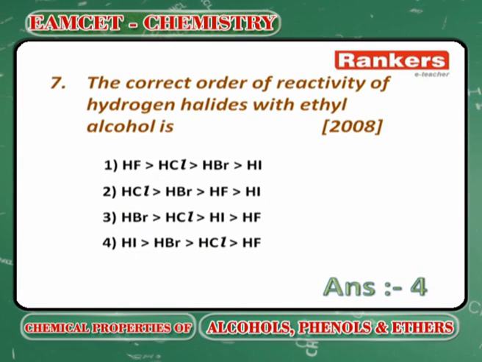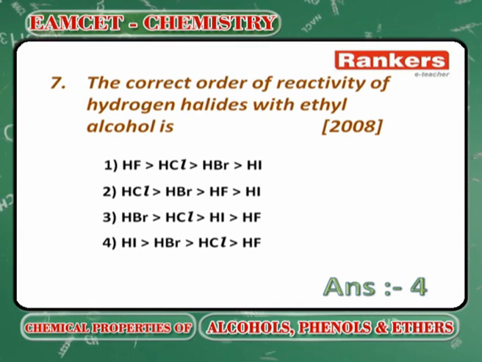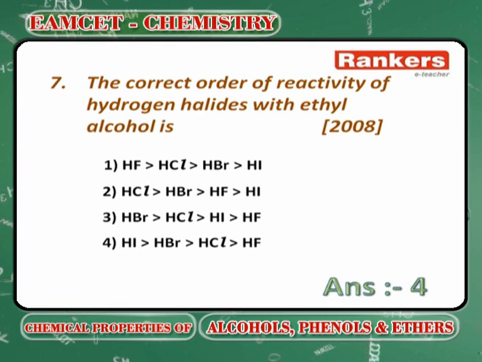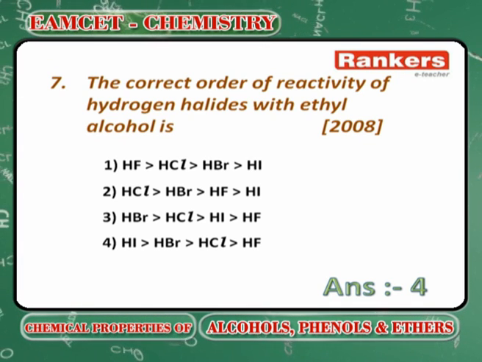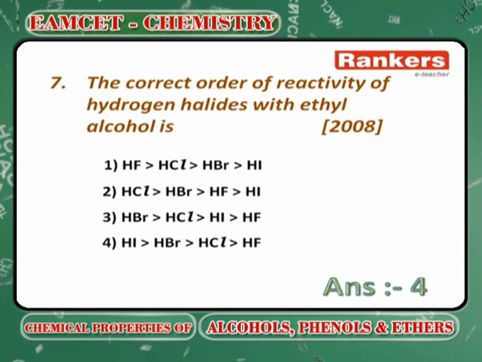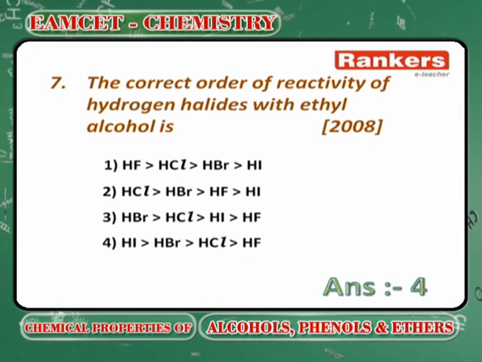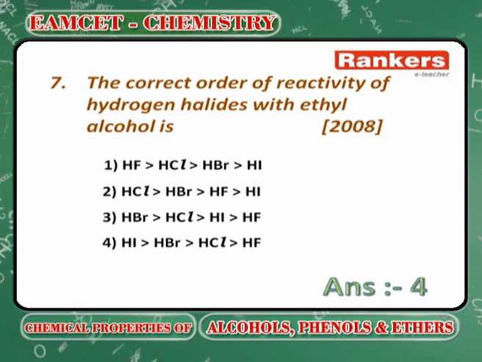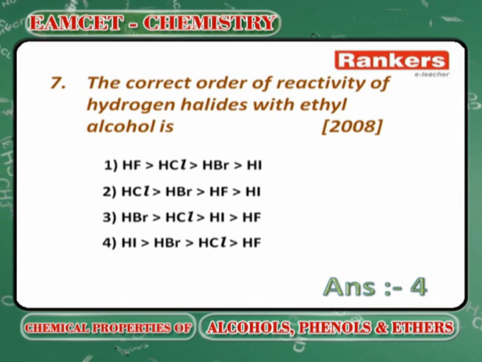The correct order of reactivity of the hydrogen halides with ethyl alcohol. Ethyl alcohol when treated with HX, you will get ethyl halides. For that the reactivity order is HI is the best reagent, followed by HBr, followed by HCl and HF. So, the ready to break is HI in this case. So, therefore, answer 4 is the right answer.